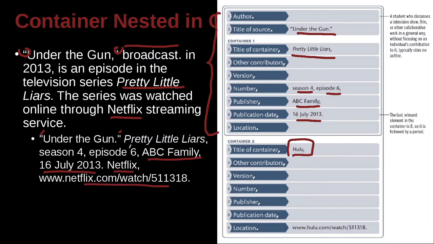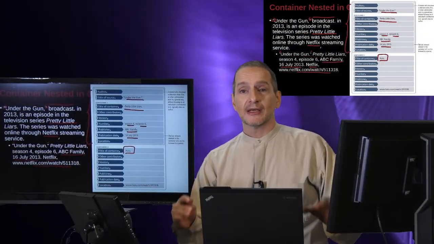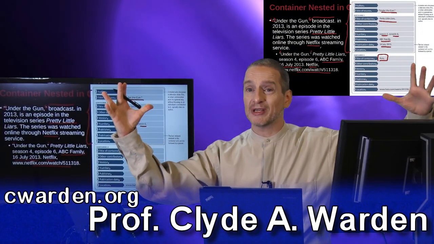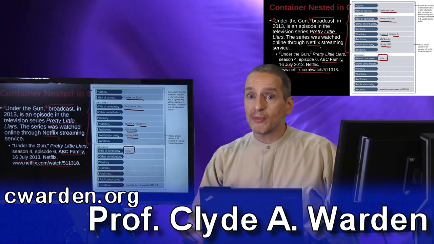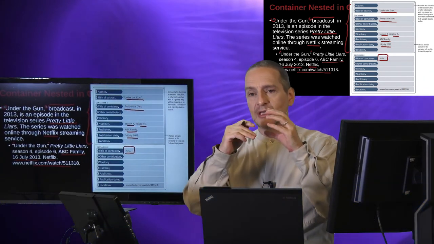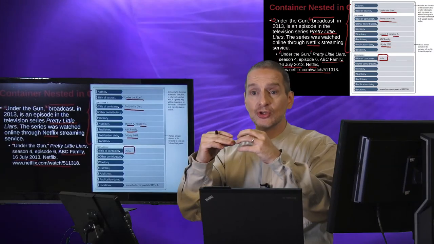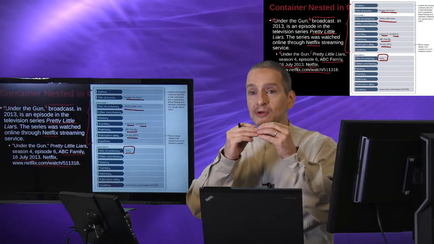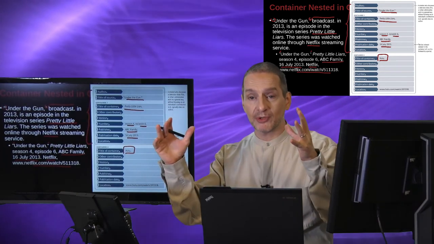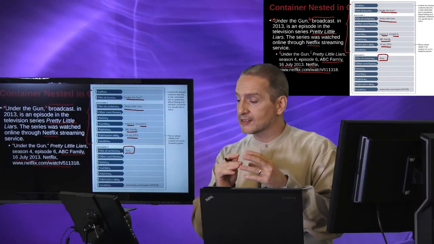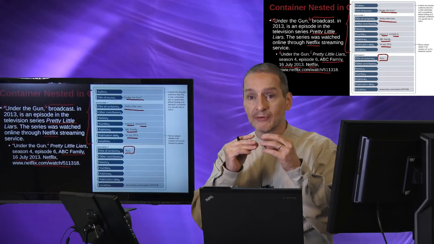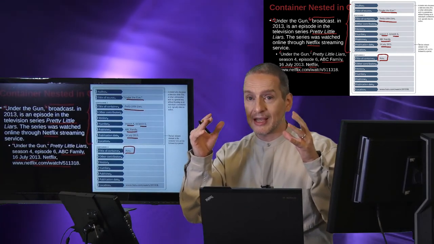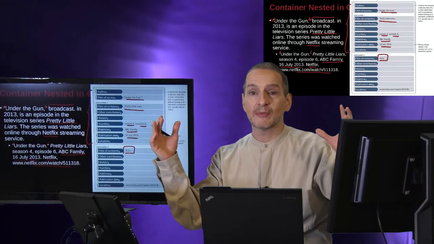And this is this really great idea of one container, then a bigger container, then a bigger container. You can keep doing it bigger and bigger. Usually for most of our references, it's just going to be the article inside the journal. And that's it. For a book, it would be the chapter inside the book, inside of a publisher. In this case, it's an episode of a TV program, inside of a series, and that's inside of the production of ABC Family.